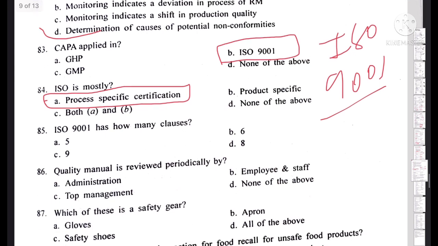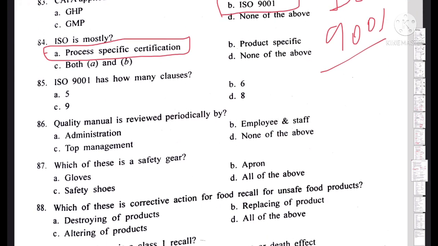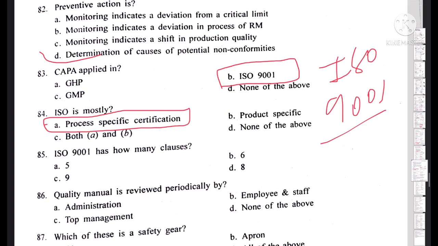Next, ISO 9001 has how many clauses? So the options are, yeah, hey, one minute, I want to give an explanation about question number 84. That is, ISO is mostly, so this is becoming more and more important as customers demand safe food, and food processors require the ingredients obtained from their suppliers to be safe. So the International Organization for Standardization, ISO, developed the food safety management system certification, ISO 22000.